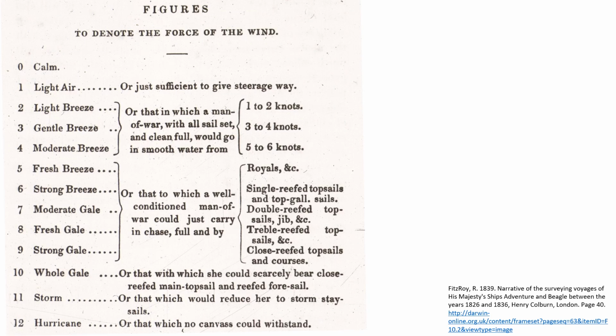And here we have what is probably the first printed version of the Beaufort wind scale, as it appeared in Fitzroy's official account of the voyage, published in 1839. So we have figures to denote the force of the wind. 0 is calm, 1 is light air, 2 light breeze, 1 to 2 knots, 3 gentle breeze, 3 to 4 knots, and so on, until we come right down the bottom to 12, hurricane, or that which no canvas could withstand. So Darwin's Beagle voyage was actually the first occasion when the Beaufort wind scale was used officially to record the strength of the wind.